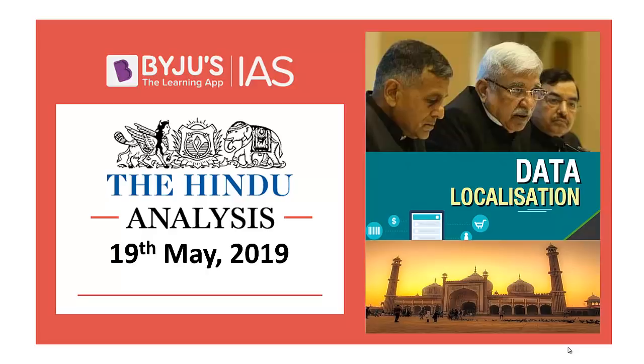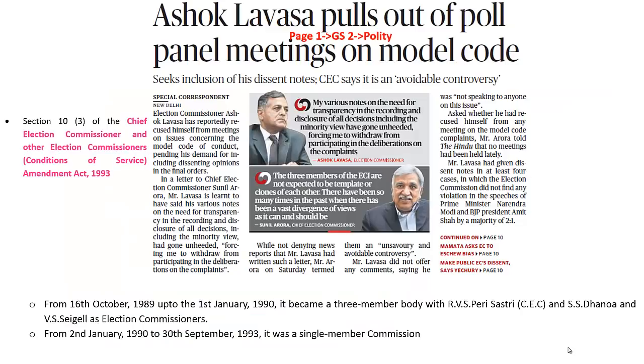Let's get started and look into the first article. The first article says Ashok Lavasa pulls out of poll panel meetings on model code. Even before we understand what this issue is all about, let's understand how the EC functions currently.